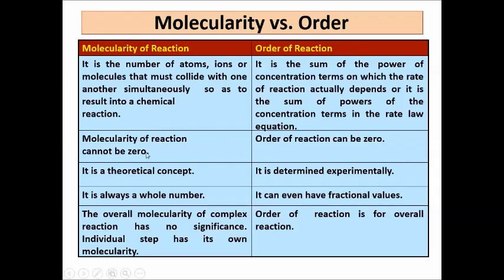Molecularity of a reaction cannot be zero. If the atoms or ions or molecules are not reacting, then how can we say the reaction is happening? So we can't get a zero value here, but the order can be zero. And molecularity is a theoretical concept, whereas order is determined experimentally. Molecularity is always a whole number, but order can have values 0, 1, 2, 3, plus fractional values.